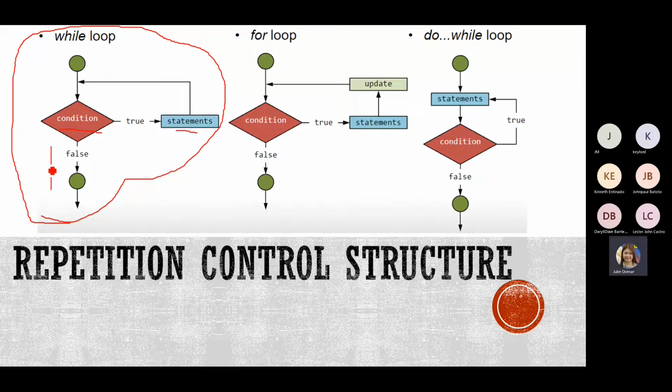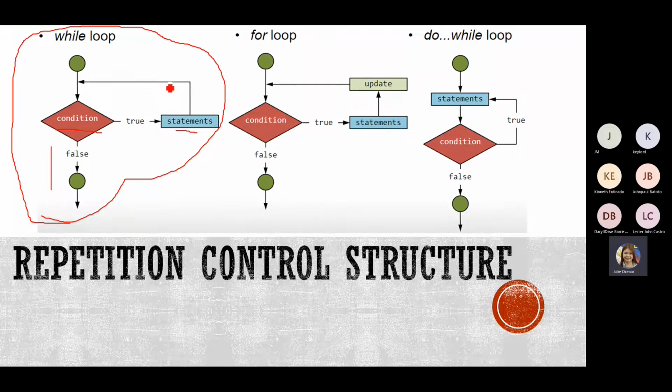Okay? Again, the while loop evaluates a condition first. If the condition evaluates true, the loop body executes, or yung statement within the loop. Then this repeatedly executes the statement as long as the condition here is true. Otherwise, if false, the while loop will terminate and continue to the next statement. Okay? Outside the while loop.